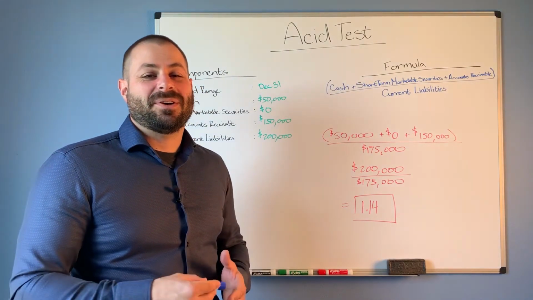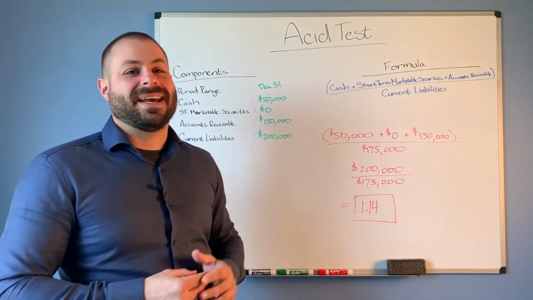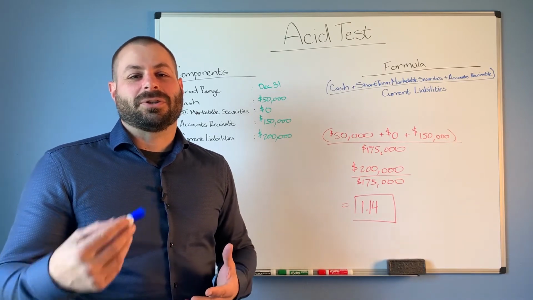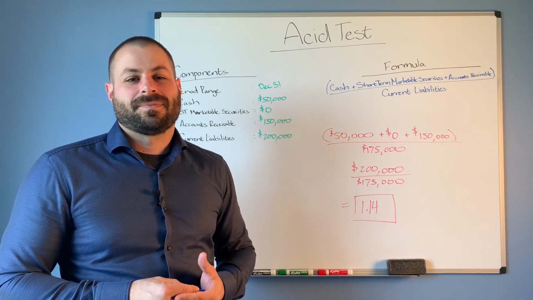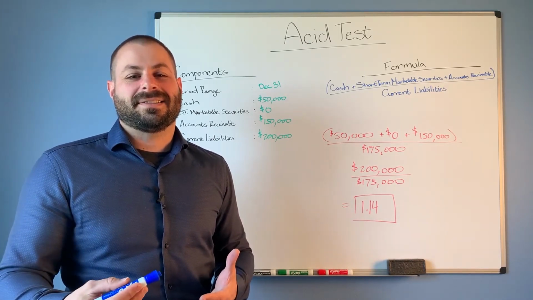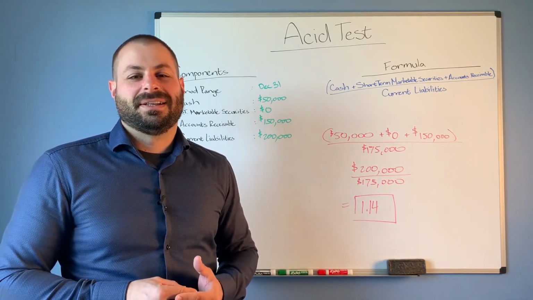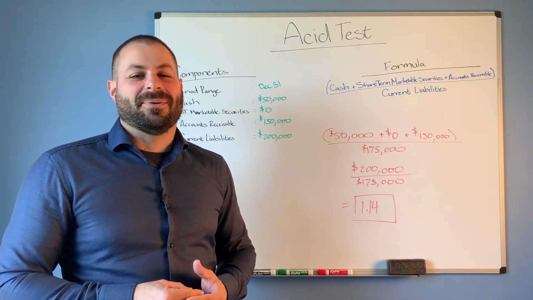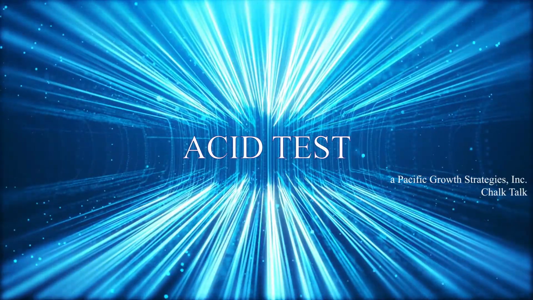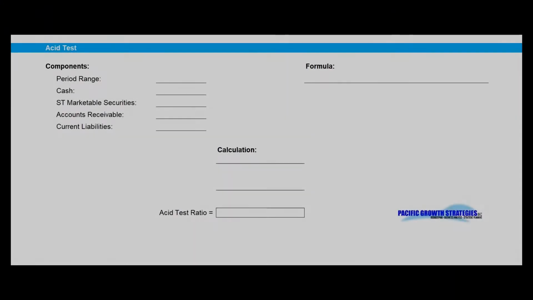In today's episode, we take a look at the acid test, which we use to measure our ability to cover our short-term obligations. As you'll soon see, this is a more conservative liquidity test than the current ratio. Now let's take a look on the whiteboard. So let's take a look at the acid test on the whiteboard.